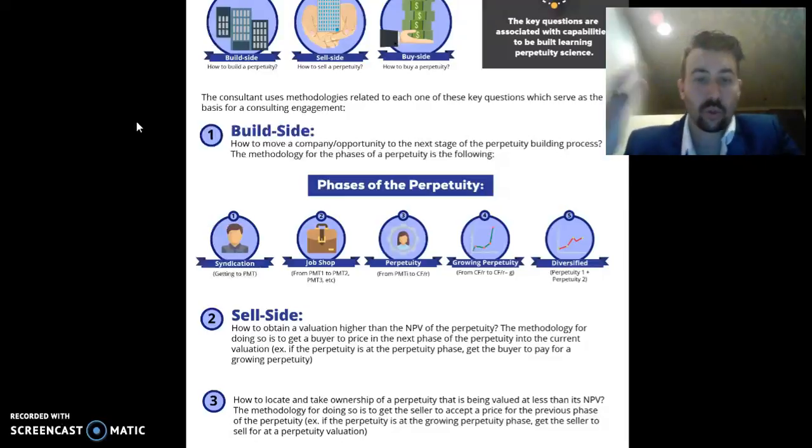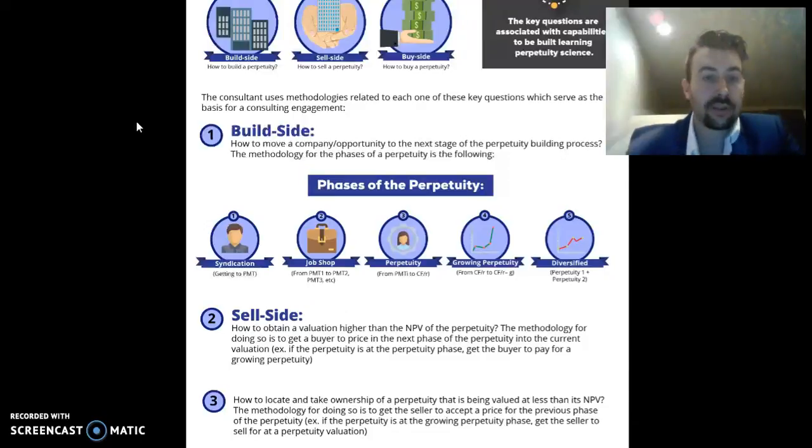Number four, a growing perpetuity, moving from CF over R to CF over R minus G, where G is the growth rate, which actually makes the R, or the denominator, smaller, and thus the valuation larger. Number five, diversified, perpetuity 1 plus perpetuity 2.